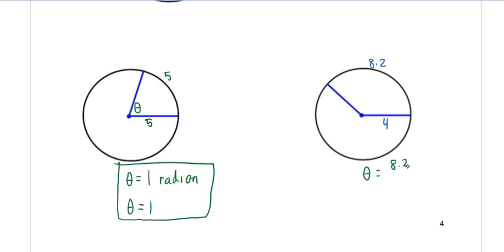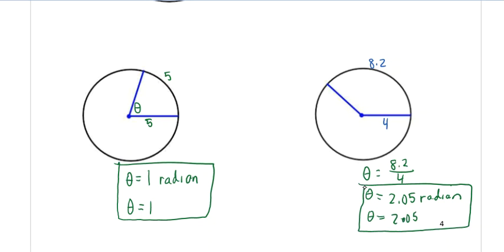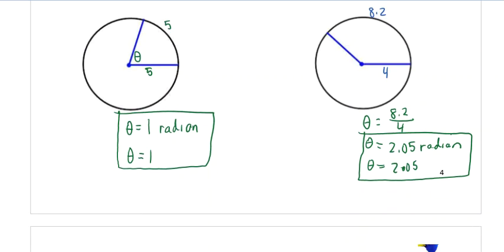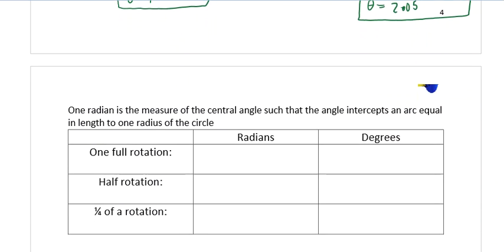Here we're going to have 8.2 over 4, which comes out as 2.05 radians. Again, you can write radians, or you can just write 2.05. I have seen some textbooks use a fancy R, but it's not as common. So, 1 radian, and that's what we just talked about. 1 full rotation around a circle is 360 degrees. A half rotation is 180 degrees, and a quarter rotation is 90 degrees.